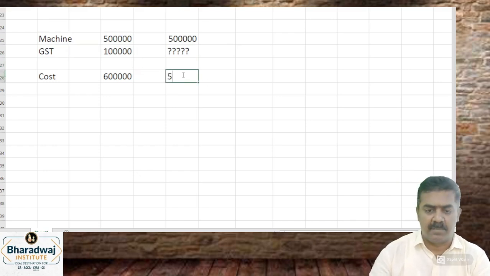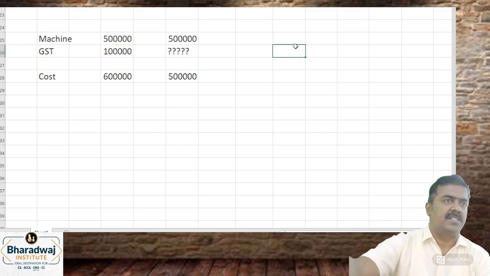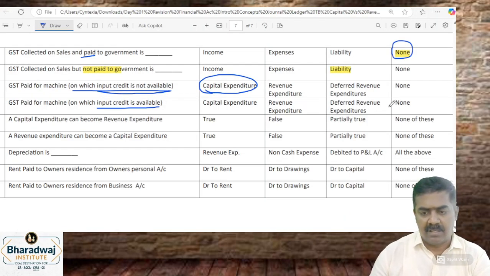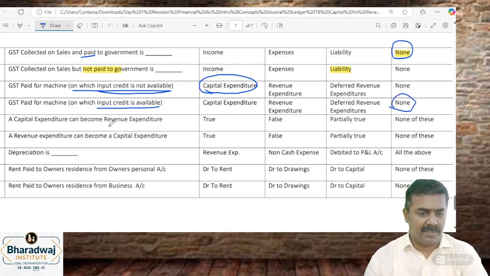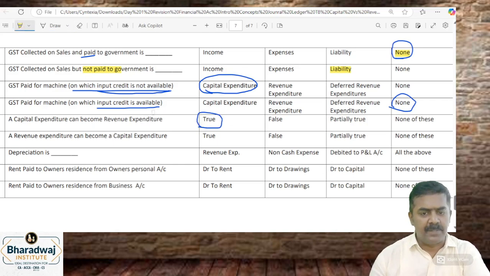Then what is the cost of the machine? Only 5 lakhs. Which means the GST on sales in the current year gets collected, and we can adjust it, so it is none of the above. You have no income and no expense. Capital expenditure can become which one? Revenue expenditure. True. How? Example, depreciation.